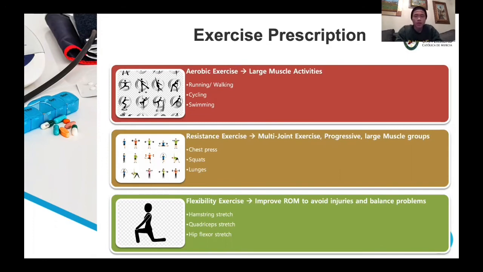Okay, so now we're going to talk about exercise prescriptions for those who have hypertension or high blood pressure. The first one is aerobic exercise, which includes large muscle activities of the body, such as running, walking, cycling, and swimming.